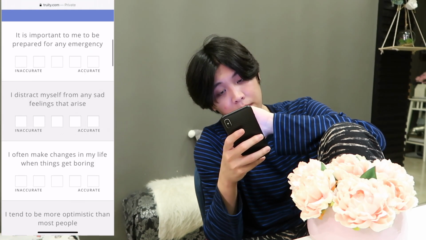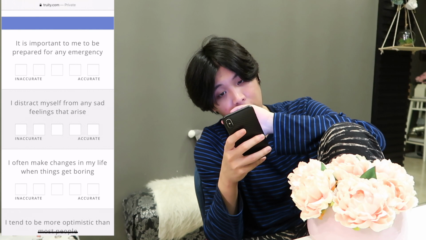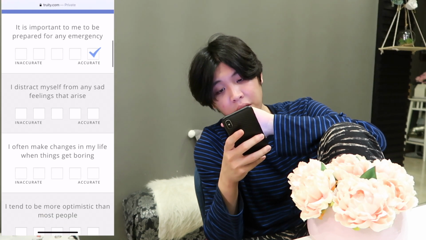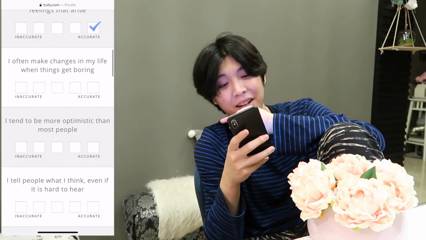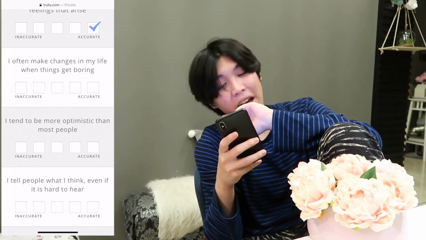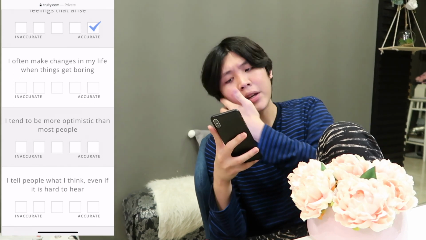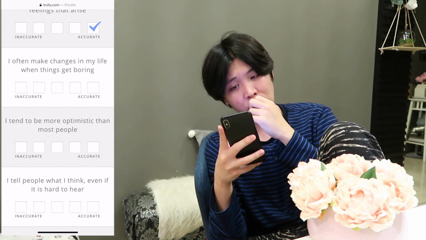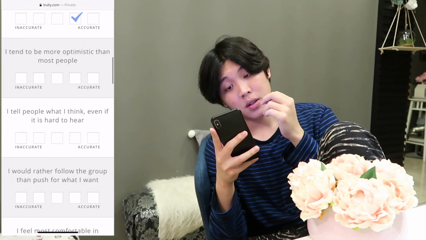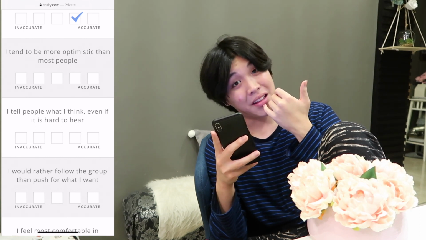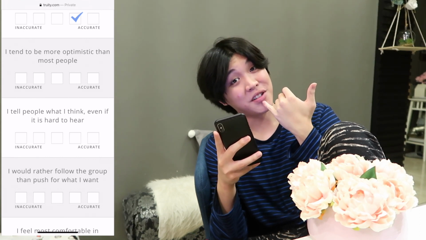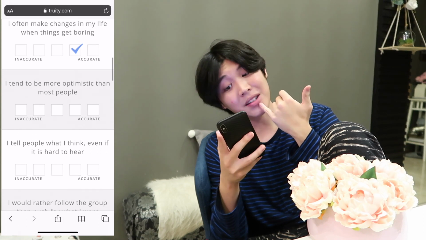It's important for me to be prepared for any emergency. Yep. I distract myself from any sad feelings that arise. 150%. Sad music all day, every day. I often make changes in my life when things get boring. Pretty much. I tend to be more optimistic than most people. It depends on the situation. I'm gonna go with slightly accurate.